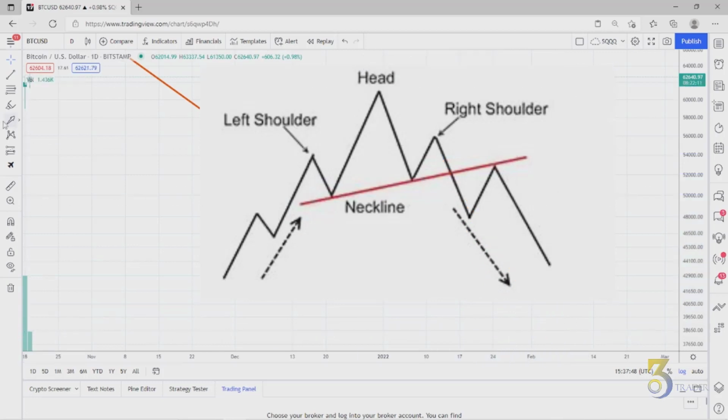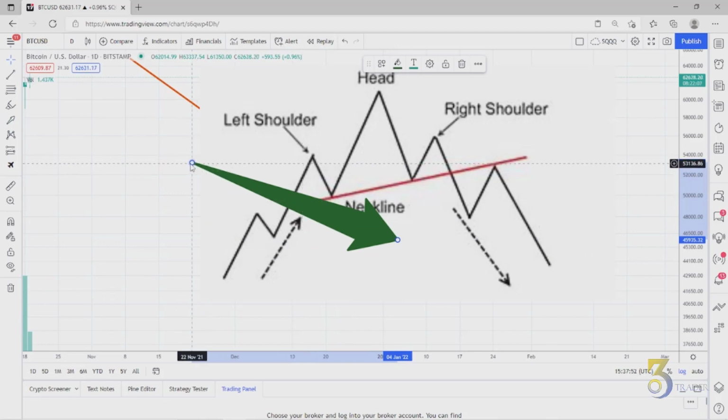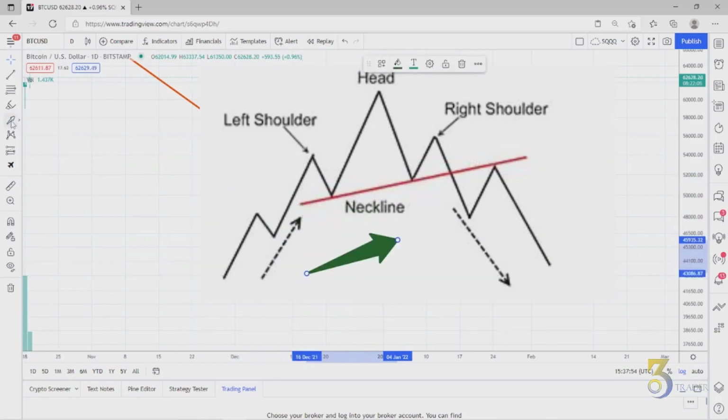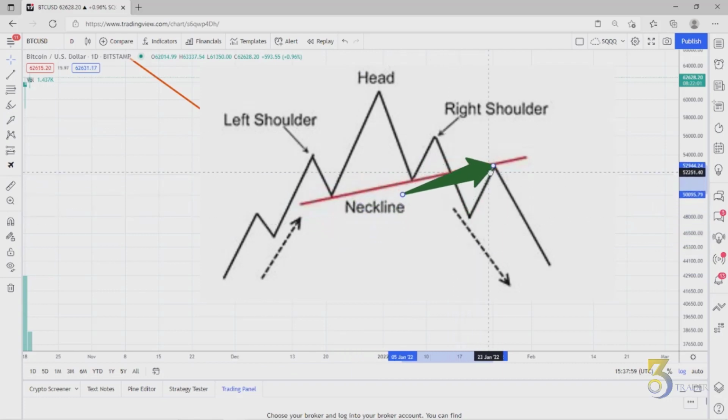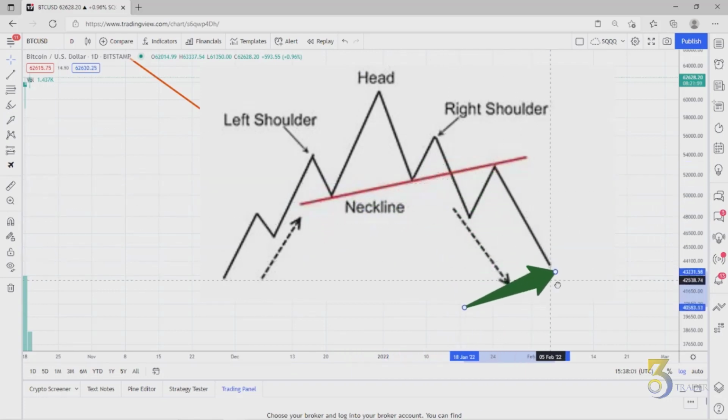Or B, as happens with many breakouts, you can get the breakout and the pullback to retest and then the real move.